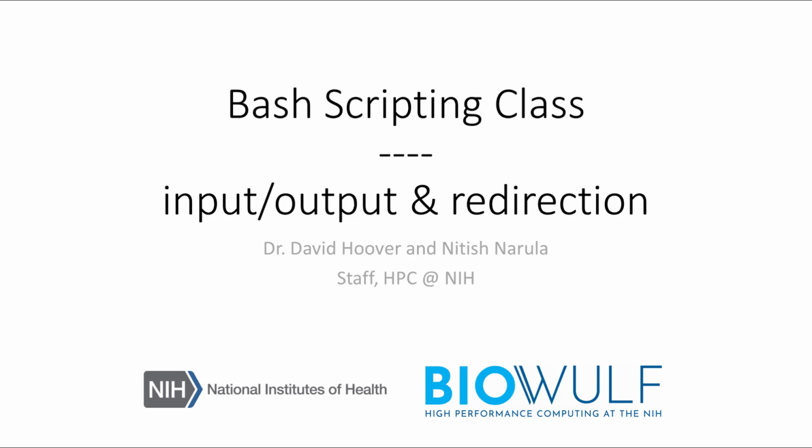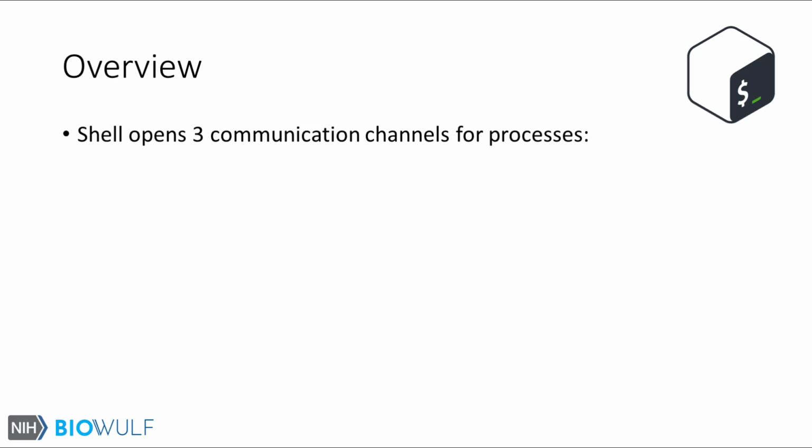In this section, we'll take a look at how the shell handles input and output for processes and how we can redirect these. When we obtain a shell on a Linux system like Beowulf, the shell opens 3 communication channels or streams for processes to interact with. These are set up as connections to the user's hardware devices.